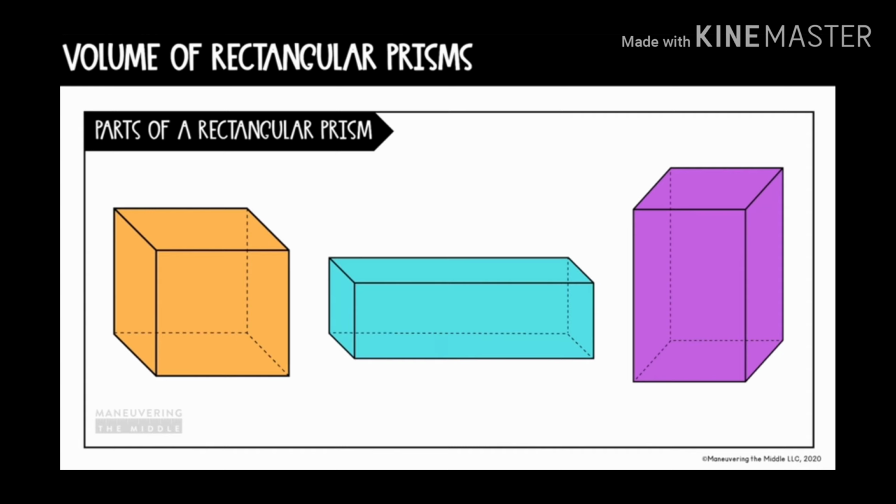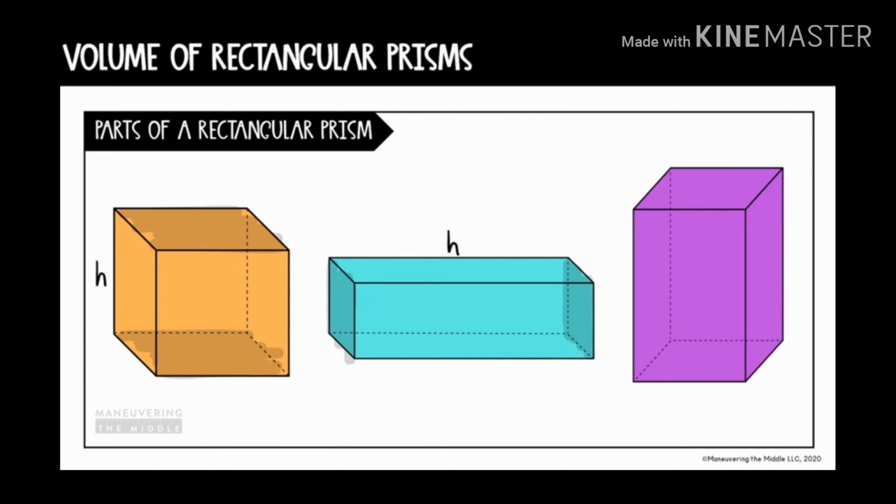In the orange prism right here, this cube, we could label this part right here one base. This would be the other base because they're congruent and parallel. And then we could label the height as the distance between them. In the aqua prism, we could also consider this the base if we wanted. And in that case, here would be our second base, and our height would be the distance between them.